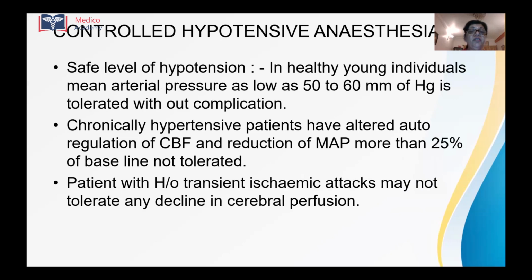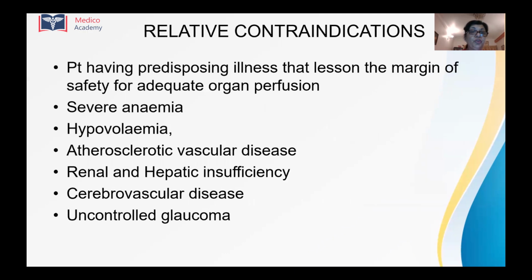Now, what is the safe level of hypotension? In a healthy young individual, a mean arterial pressure of 50 to 60 millimeters of mercury can be tolerated without any complication. While chronically hypertensive patients have an altered autoregulation of cerebral blood flow, and a reduction of mean arterial pressure of more than 25% of the baseline is not tolerated. Patients with a history of transient ischemic attacks may not tolerate any decline in the cerebral perfusion.